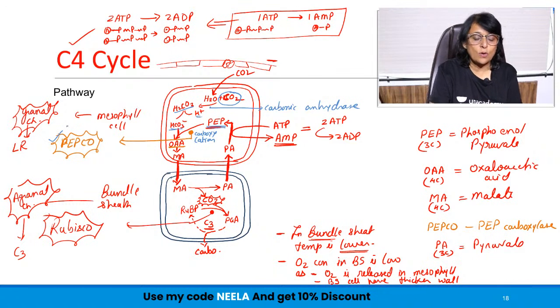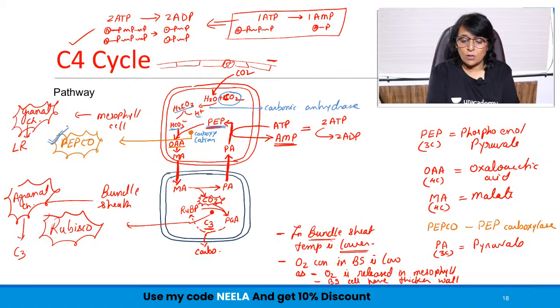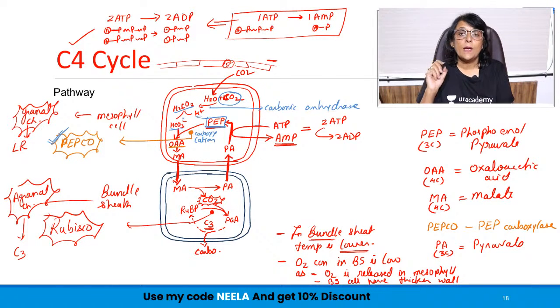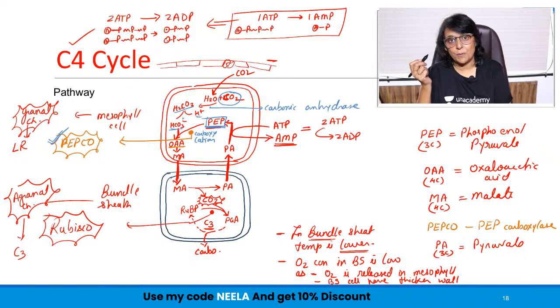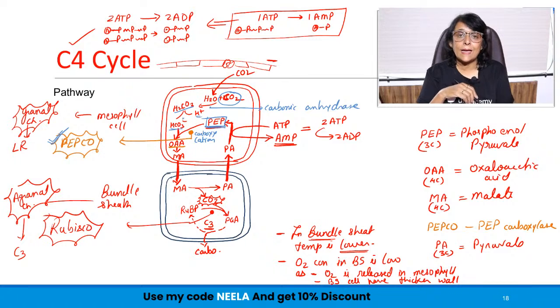The enzyme is called PEPCO, because which molecule is undergoing carboxylation? Phosphoenol pyruvate. So it is phosphoenol pyruvate carboxylase, and we call it PEPCO. PEPCO's behavior doesn't change at higher temperature. So even if it is in the mesophyll cell, it is still going to act as carboxylase.